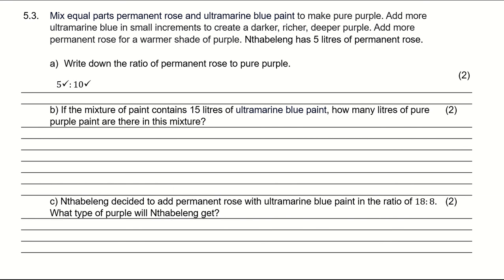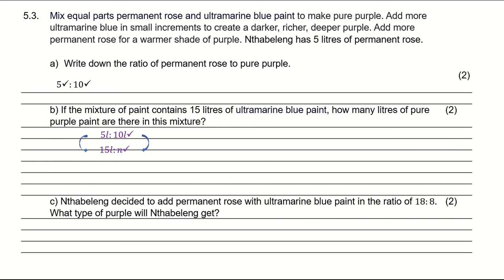If the mixture of paint contains 15 liters of ultramarine blue, how many liters of pure purple paint are there in this mix? So this is what we have. We know that for 5 liters of ultramarine, we are going to have 10 liters of pure purple. Now, if we have 15 liters of ultramarine paint, how many liters of pure purple are we going to have?